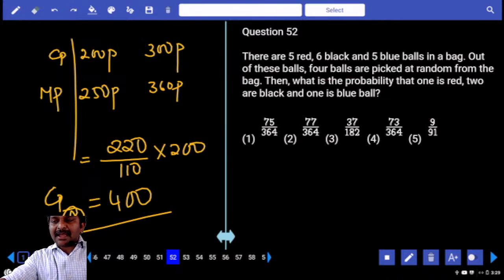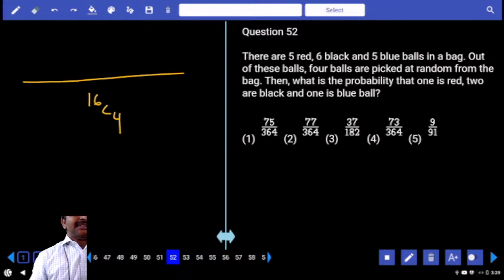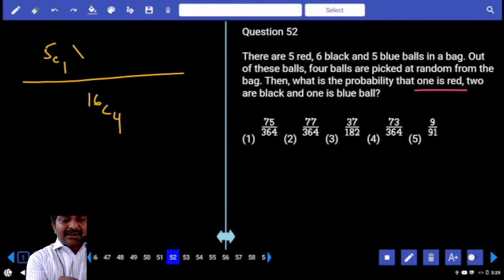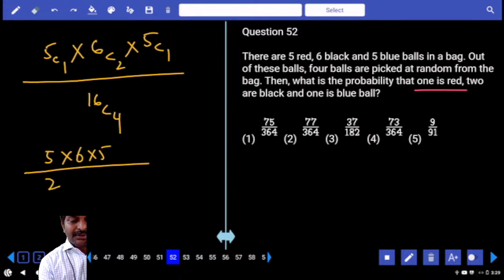There are 5 red, 6 black and then 5 blue balls in a bag. Out of these balls, 4 balls are picked at random from the bag. Then what is the probability that 1 red and then 2 black and 1 blue ball? Right. Total how many balls are there? 16. We need to select 4. 16C4. We are expecting 1 red, that is 5C1, and 2 black, 6C2, and 1 blue, 5C1. 5 into 6 into 5 divided by 2 into 5, into 16C4.